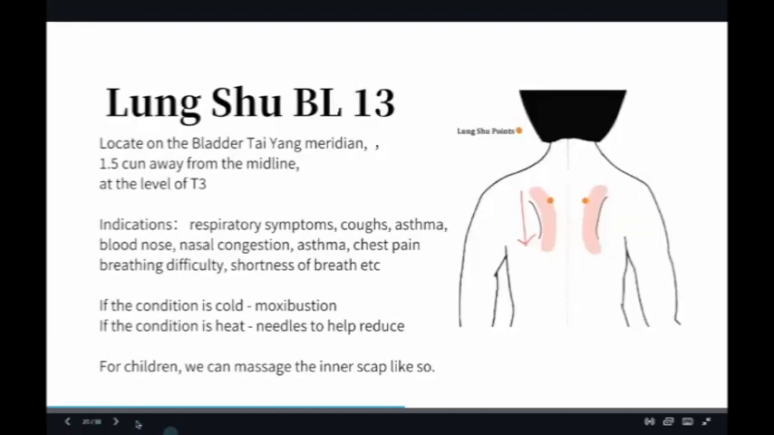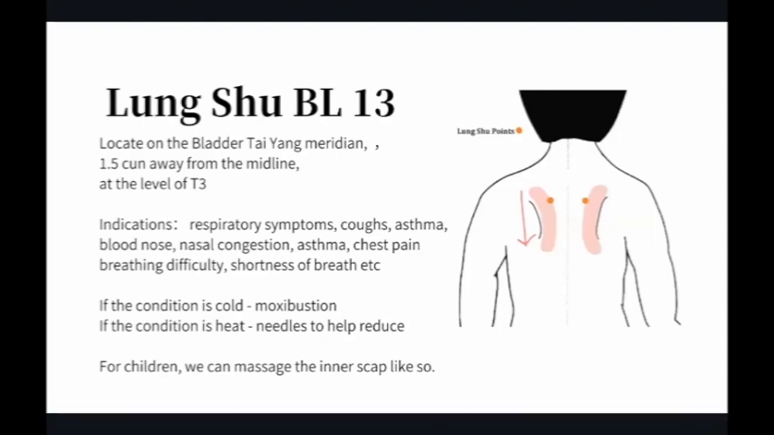And the next one, which some of you may know if you are my patient, that I might have shared with you already, is the Feishu point. It's on the bladder meridian, that's why it's called BL13, the 13th point on the bladder meridian. It's 1.5 cun from the midline at the level of the 3rd thoracic bone, which is here. And you can again use your finger as the ruler to find this point.